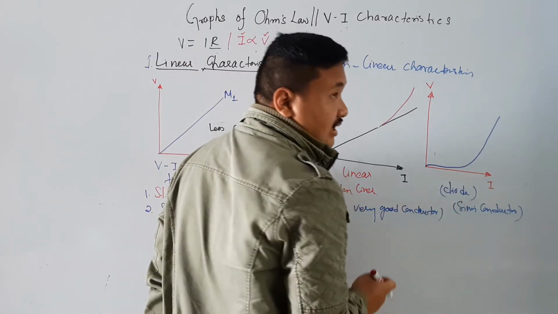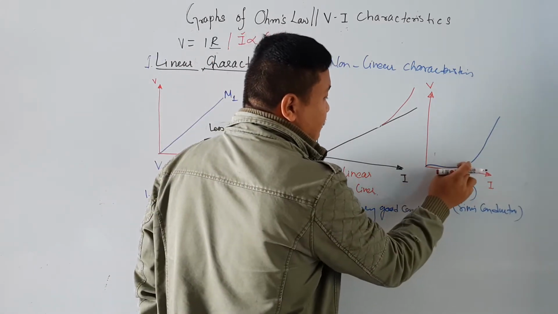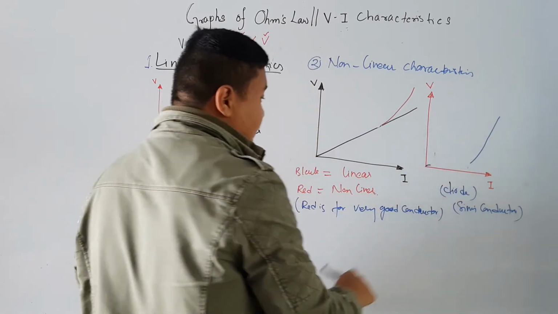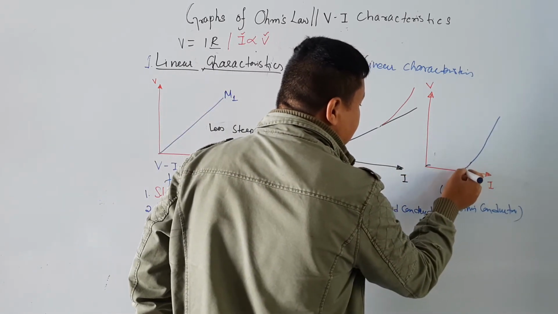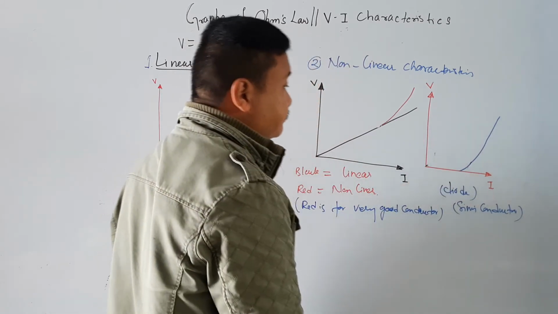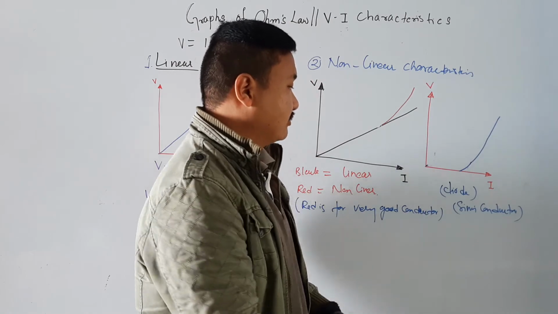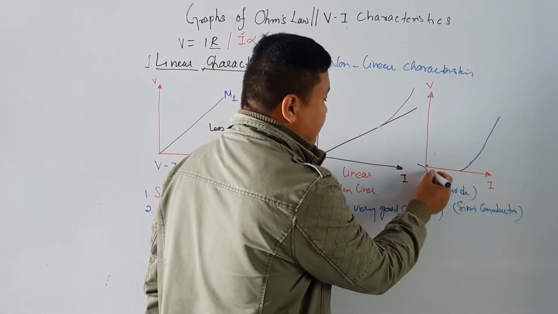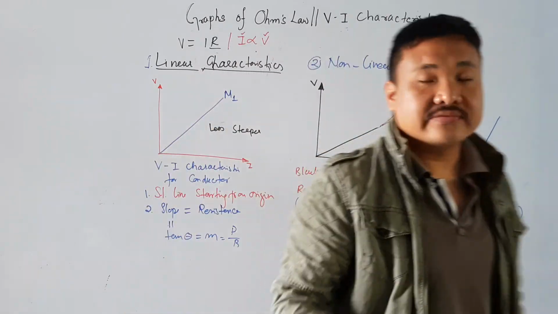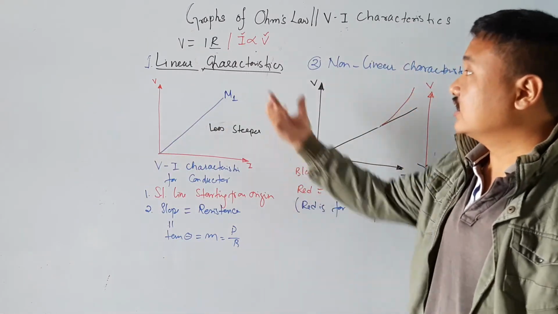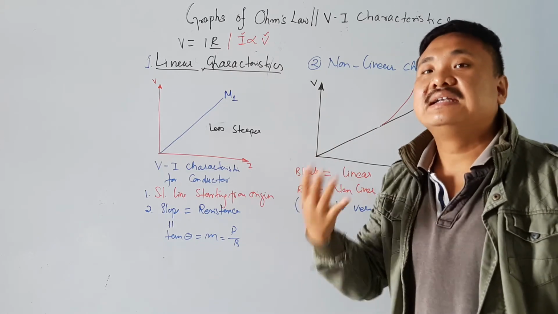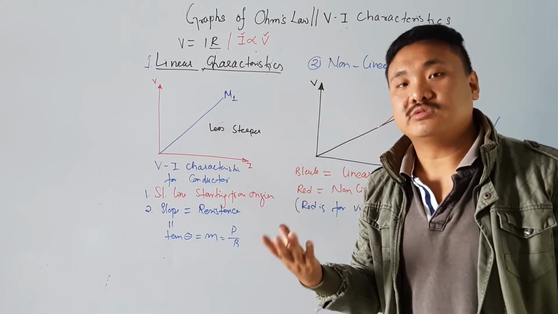In some books it may be written like this. For this graph, why it is bumped and why it is not bumped, you will study in detail in the last chapter, electronics. So this is for a diode. A diode is a semiconductor. So for a diode and for a very good conductor, Ohm's law becomes invalid. That is the limitation of Ohm's law.